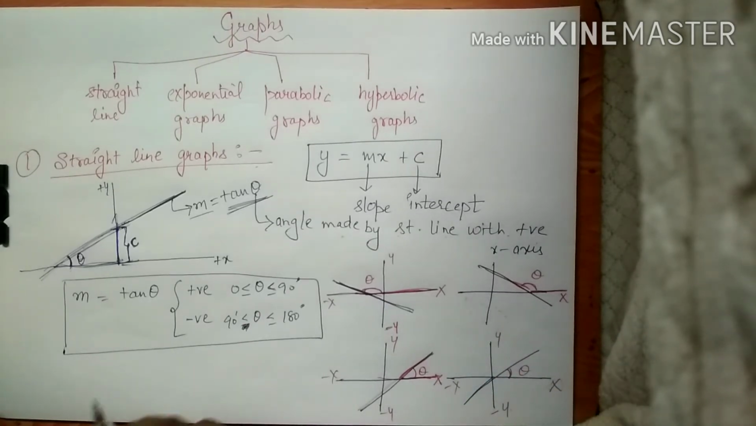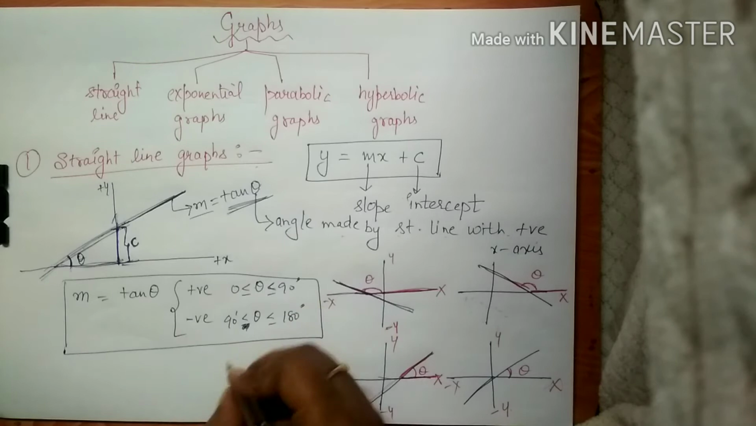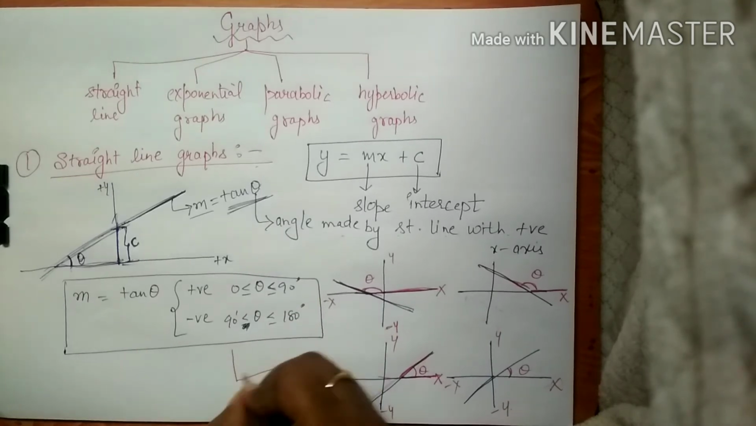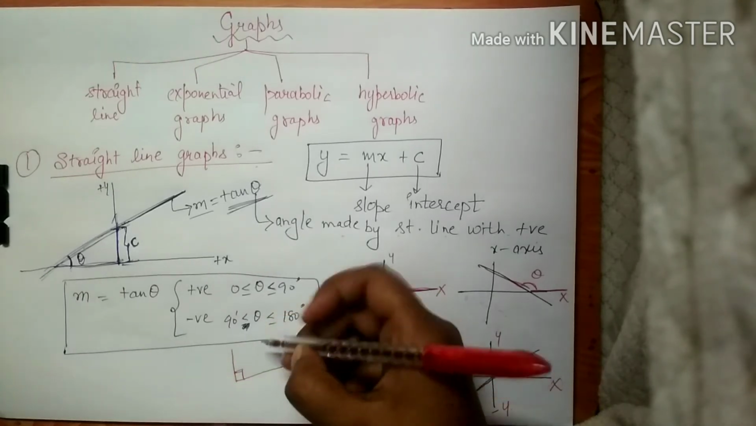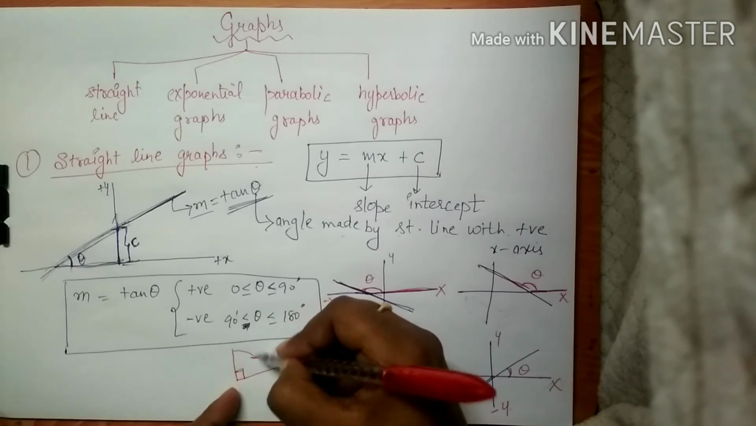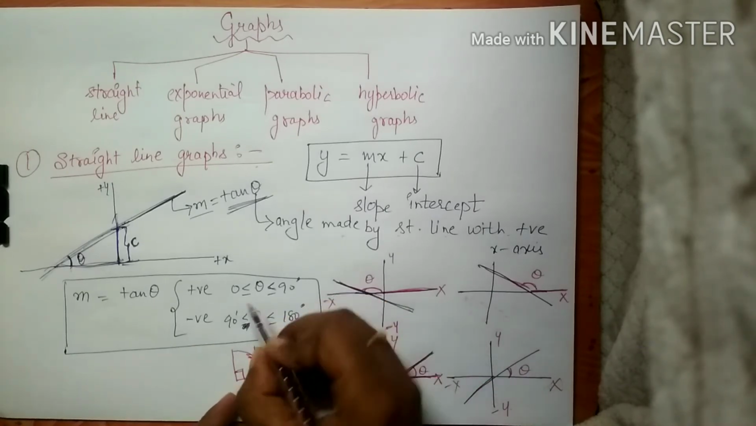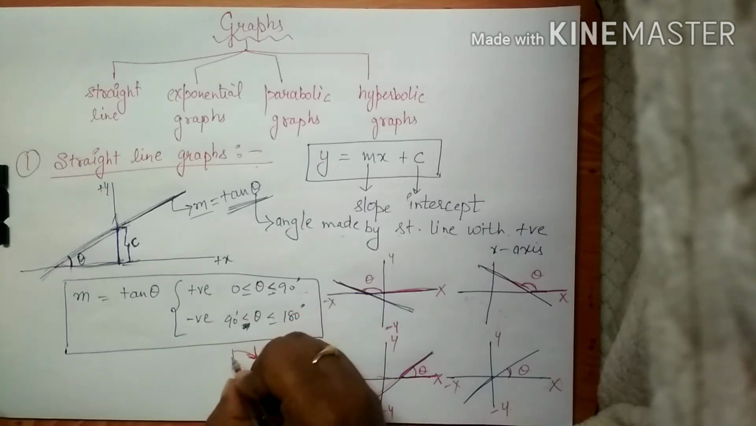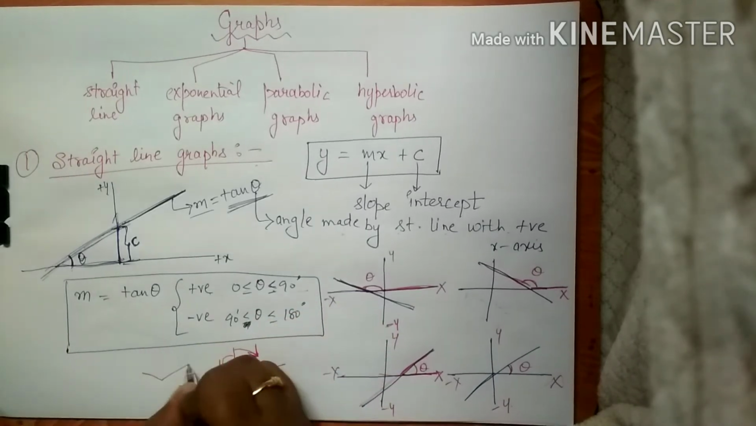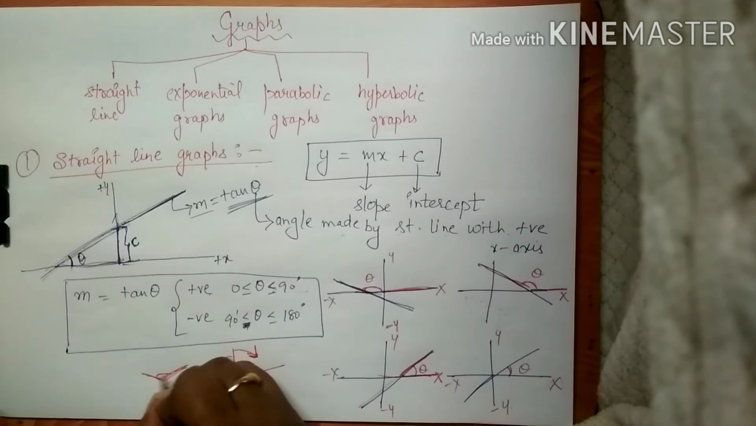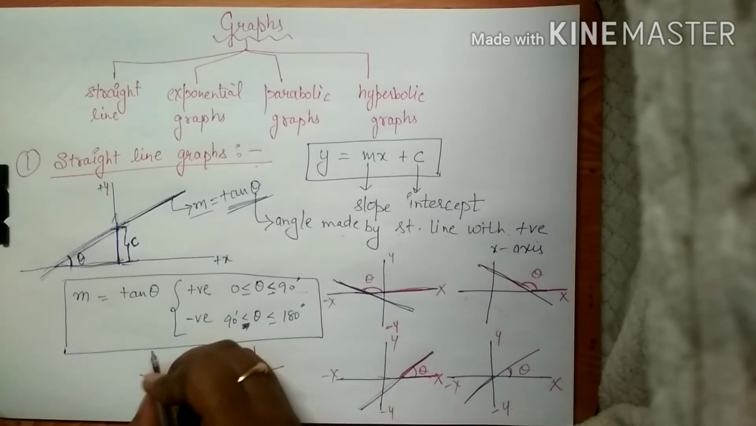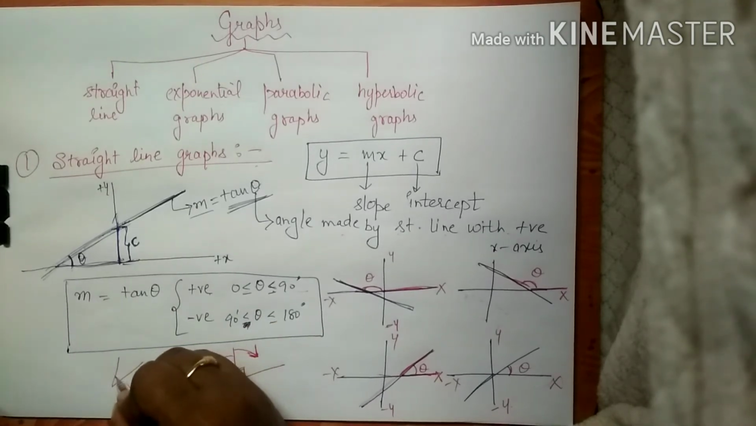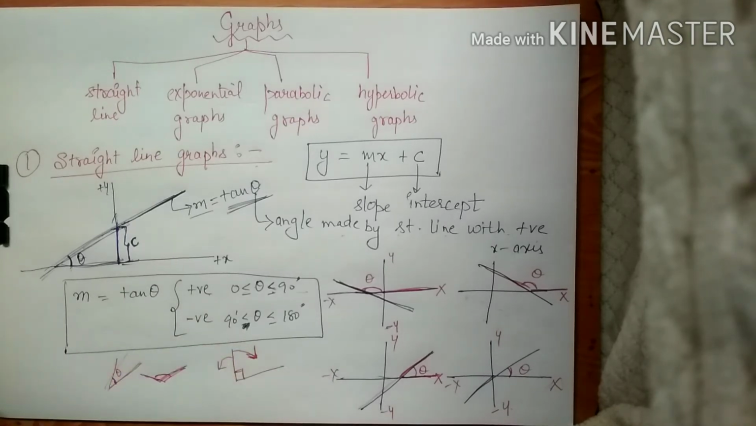Okay, if the value of theta, see, a 90-degree angle is like this, right? If the angle is less than this 90 degrees, then tan theta will be positive. If the angle is more, on this side, if the angle is obtuse like this, then tan theta will be negative. If the angle is acute like this, tan theta will be positive.